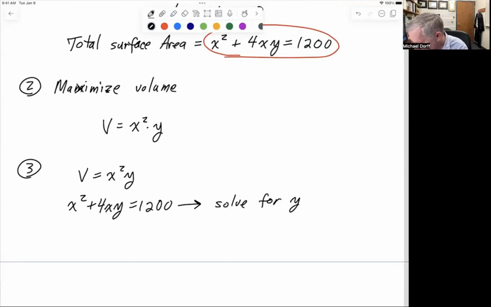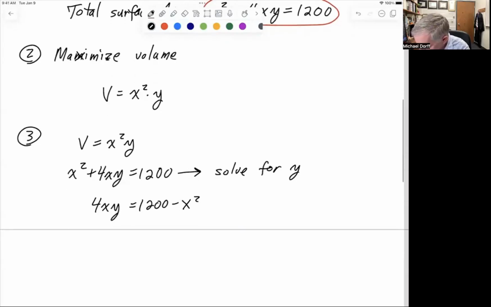We're going to solve for y because it's just easier to solve for y on this one than it is for x. So to do that, I'm going to bring the x squared to the right side by subtracting it. And then I'm going to divide by 4x. So I get 1,200 minus x squared over 4x. And that's going to be my y.